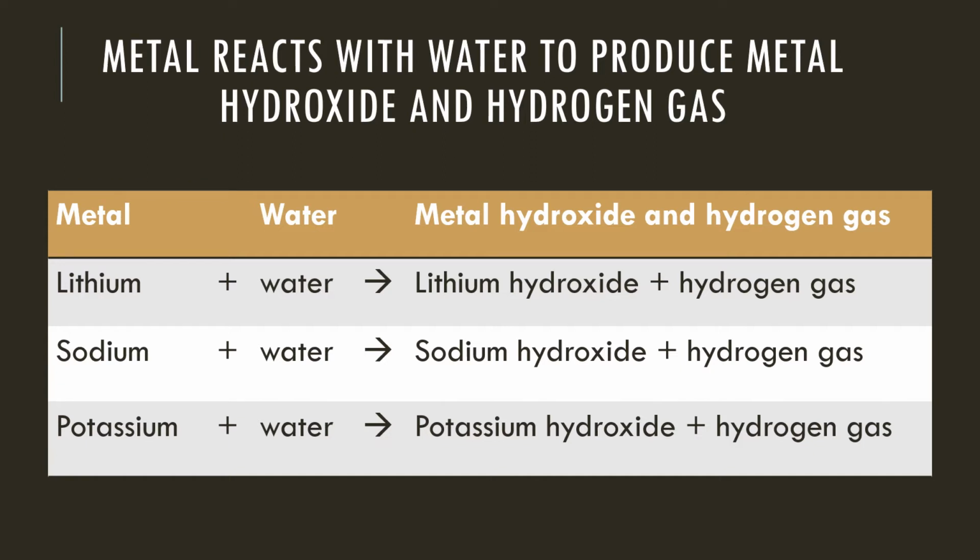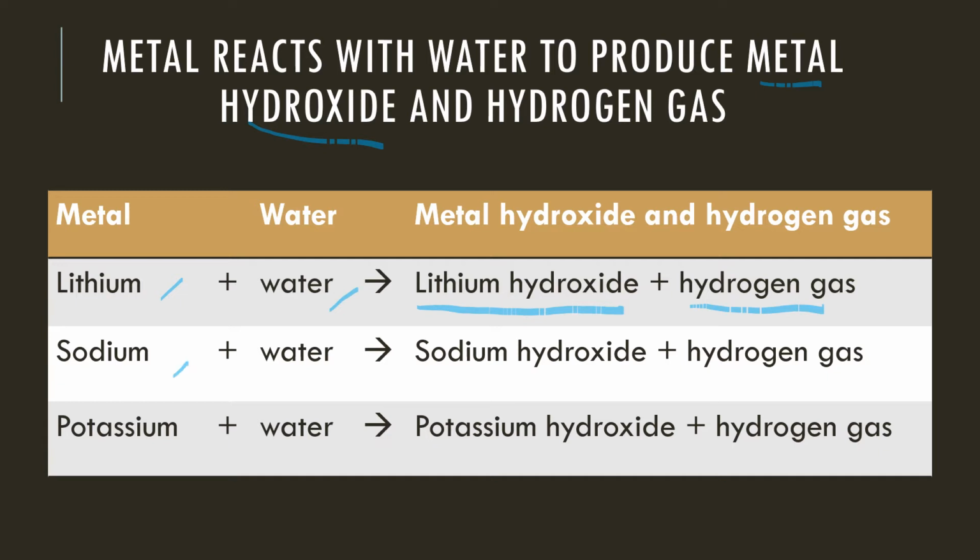Metal can react with water to produce metal hydroxide and hydrogen gas. So the compound produced, the new substance now, is metal hydroxide. Let's see an example. If we have lithium, lithium is a metal. When lithium reacts with water, it will produce a new substance which is a compound, lithium hydroxide, and hydrogen gas.